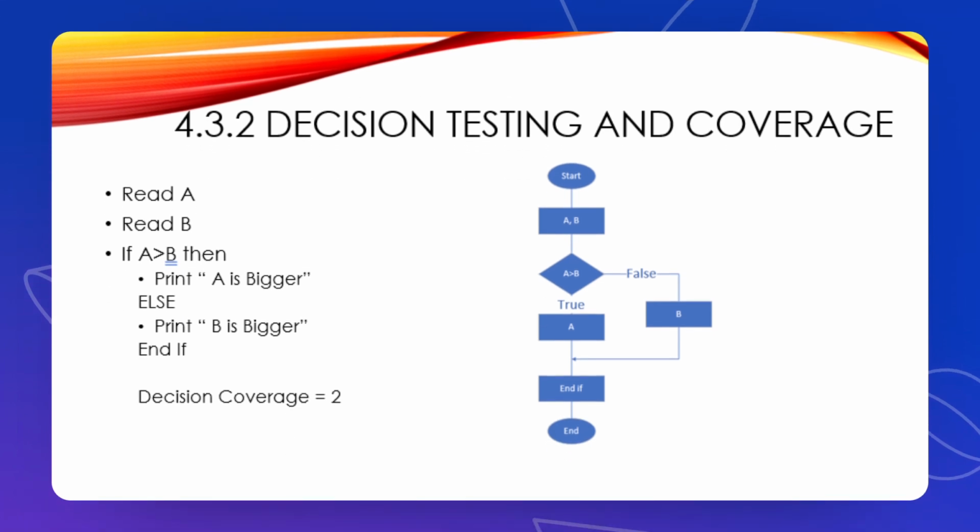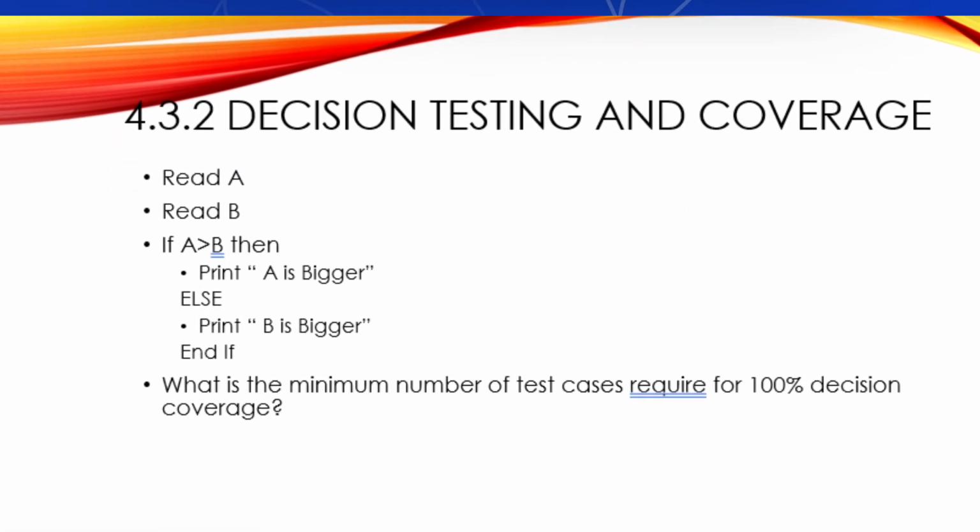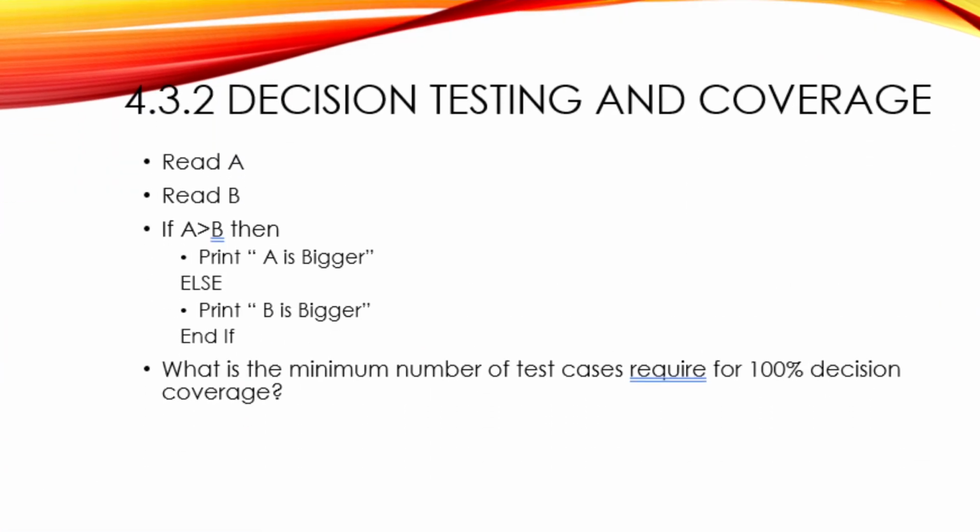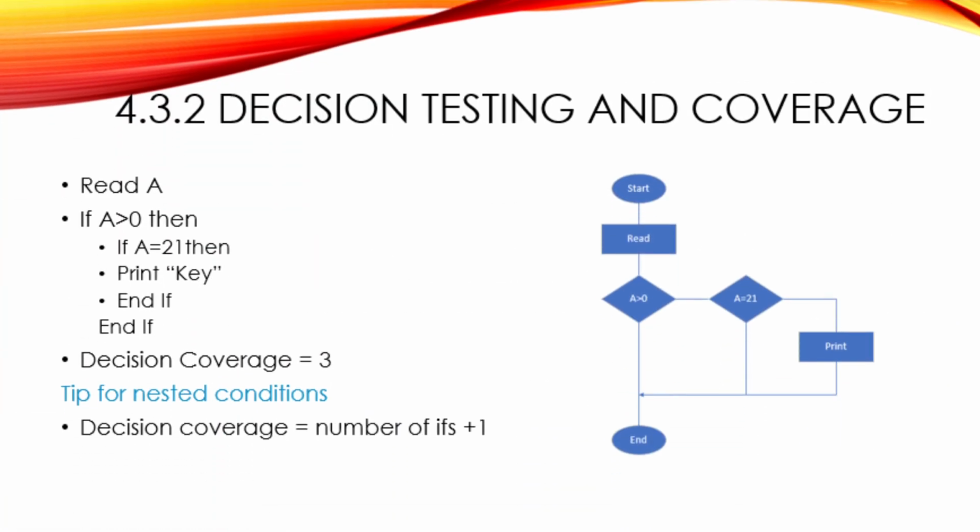In decision testing and coverage, we have read A, read B. If A greater than B, then print A is bigger, else print B is bigger. So in this case, decision coverage is 2. If you are asked the number of test cases required for 100% decision coverage, the answer will be 2.